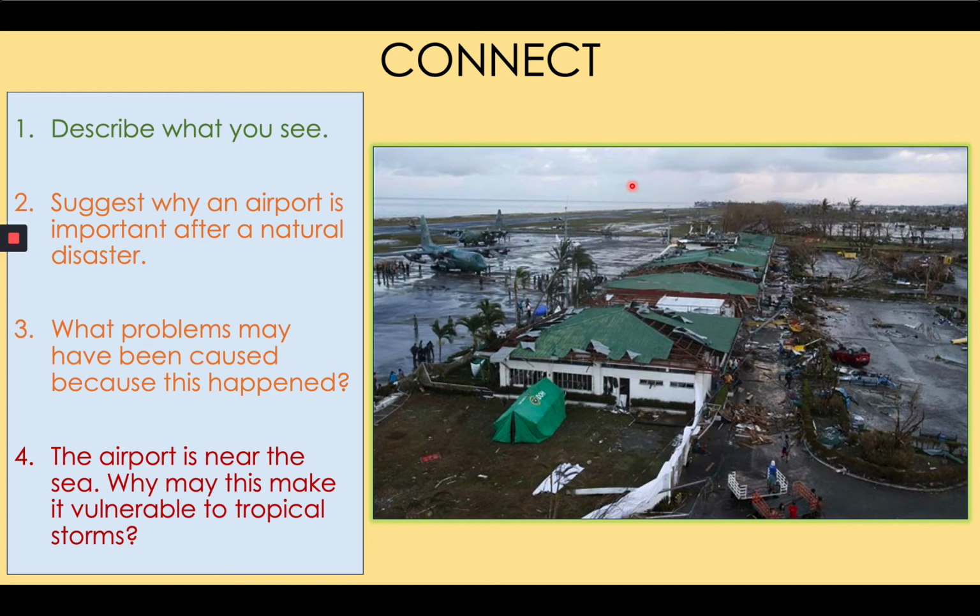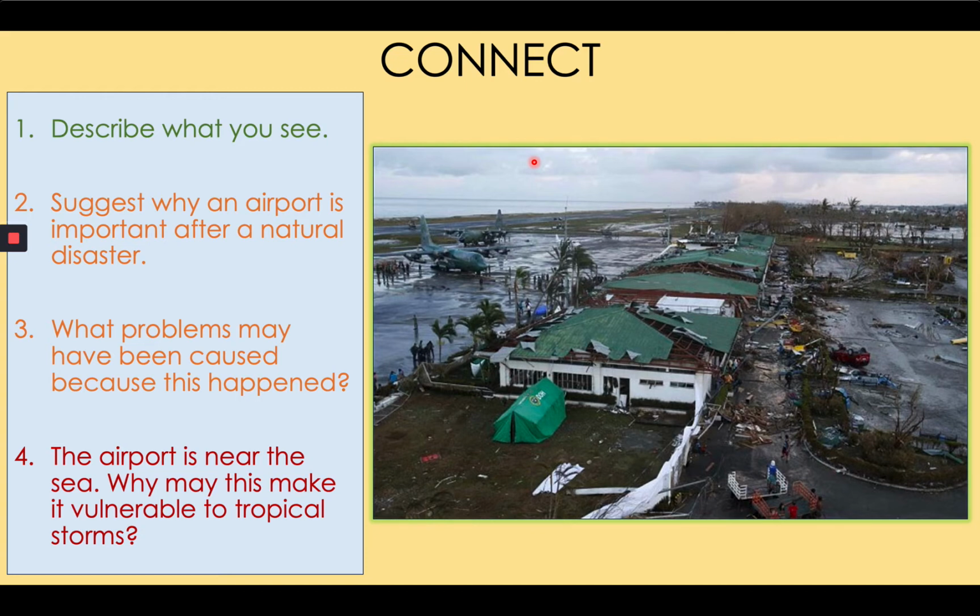2. Suggest why an airport is important after a natural disaster, such as Typhoon Haiyan. Airports allow international aid to arrive quickly. International aid typically arrives by plane because it's the fastest mode of transport, and so airports and their runways and the infrastructure, such as unloading goods using their trucks, are vital sources of aid infrastructure that allow help to be provided to people in need after a disaster.